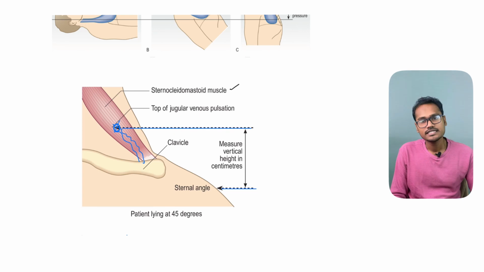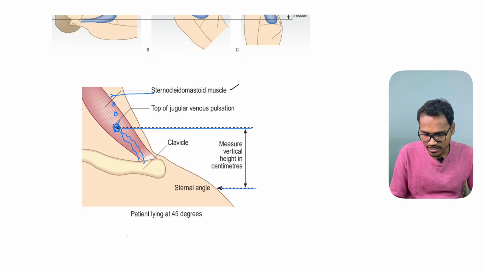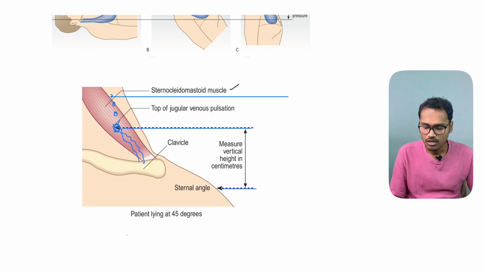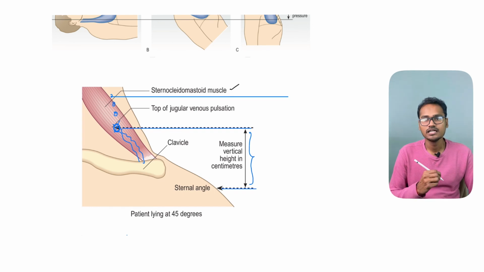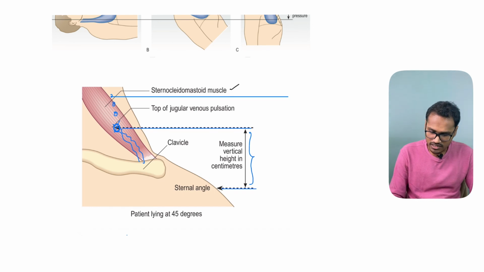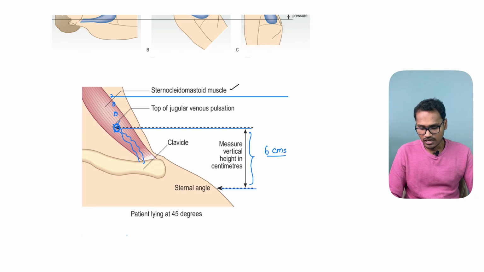And if the patient's condition is severe, what will happen? The jugular venous pulse will be visible at a much higher end, maybe just behind the mastoid process also. So its height will keep on increasing depending upon the amount of failure also. Then we have to measure the distance between these two scales in centimeters. Suppose let's assume this patient has 6 centimeters between the sternal angle scale and the top of the jugular venous pulse. Then whether it is normal or abnormal, let's try to understand.